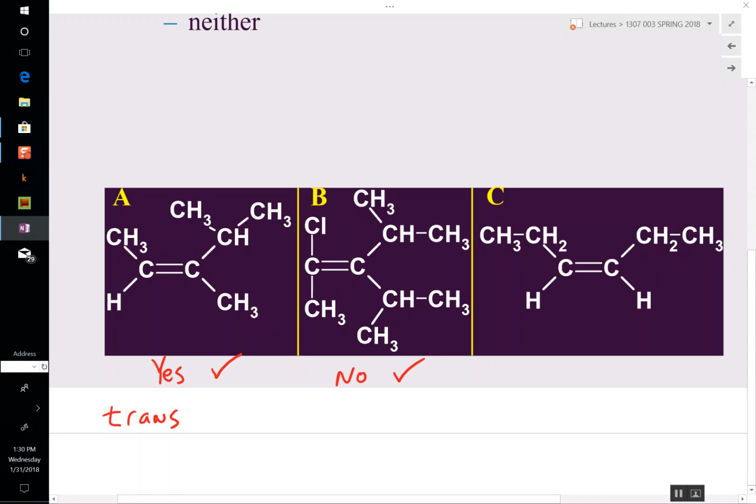That means you don't have a cis or a trans, so you do not put cis or trans in the name. It's not necessary. You just name it, whatever it is. Here's 1, 2, 3, 4, 5 carbons long, it looks like. I can't get any more than 5. I can only get 5.